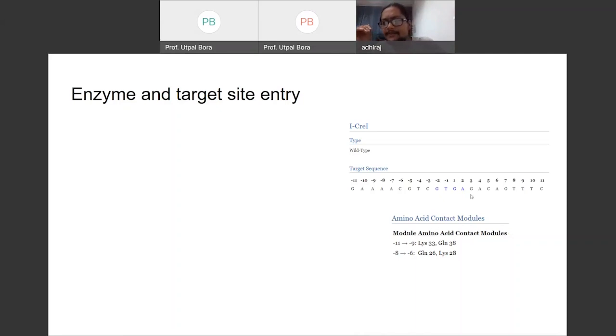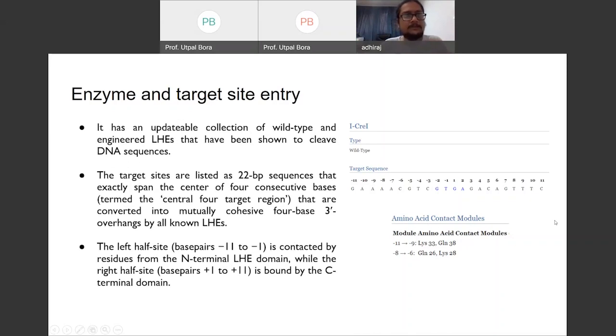So in the database, you will also find one more thing, which is here, the 11, -11, -1. This is the contact information, with which amino acid residue this sequence is actually interacting, right? So we have this DNA sequence, and we have a protein that goes and binds to it and cleaves it. So which are the places where it binds? These they have given. You can also find details about these things in that database. So let's just see what this whole enzyme and target site entry is about.